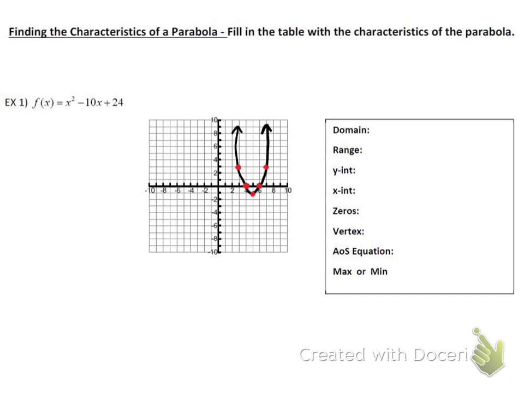So starting at the top, domain. Domain's always -infinity to +infinity. That should, at this point, hopefully be ingrained in your brain. Range we read from bottom to top. So we're going to go from vertex all the way up to +infinity. Which value do we want from the vertex? Hopefully you're telling me the y value. This is -1. So the range is -1 to infinity.